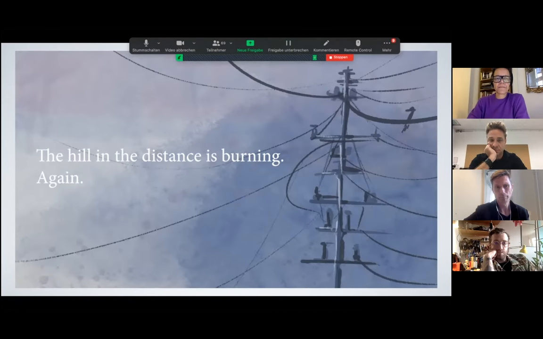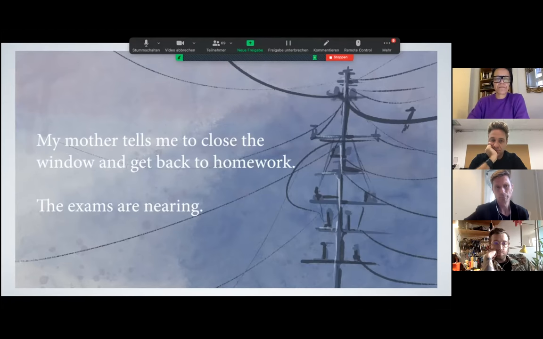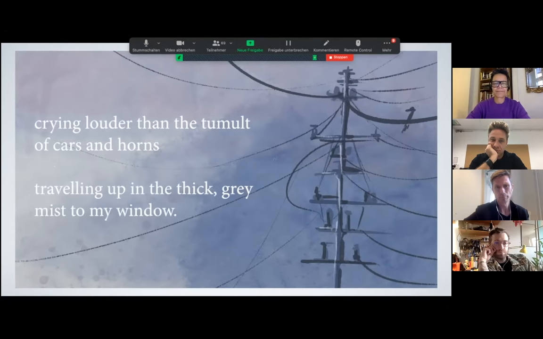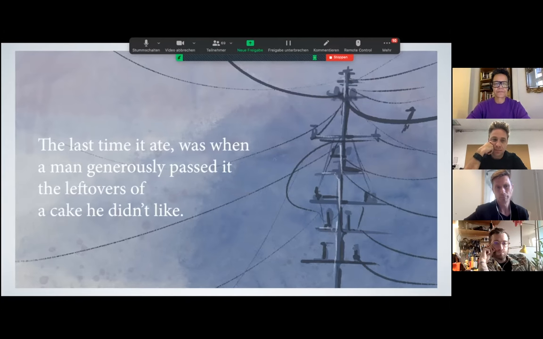The hill in the distance is burning again. No one pays it any mind. No one ever has. My mother tells me to close the window and get back to homework. The exams are nearing. Before I do, I hear a child wailing, sitting almost naked on the street outside, crying louder than the tumult of cars and horns traveling up in the thick gray mist to my window. It needs food. The last time it ate was when a man generously passed it the leftovers of a cake he didn't like.